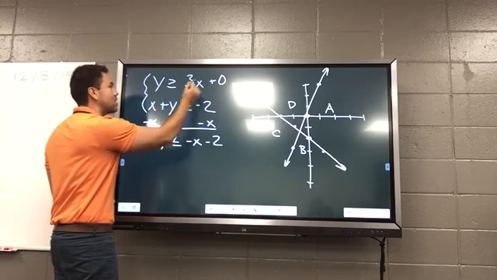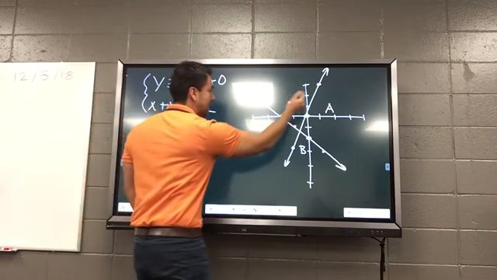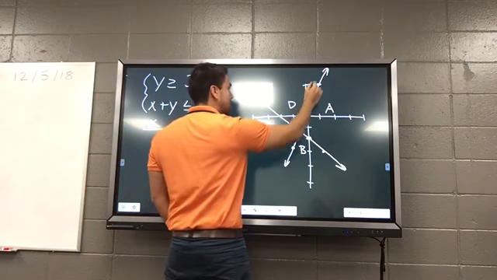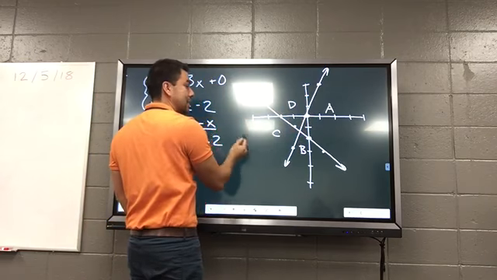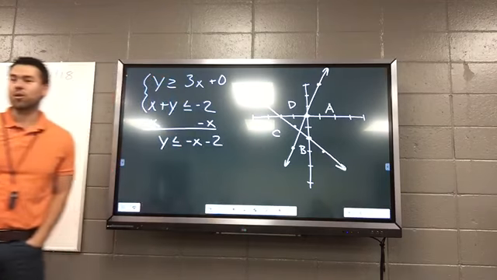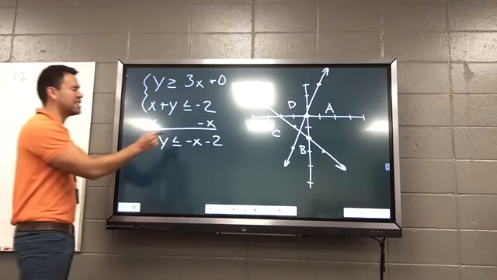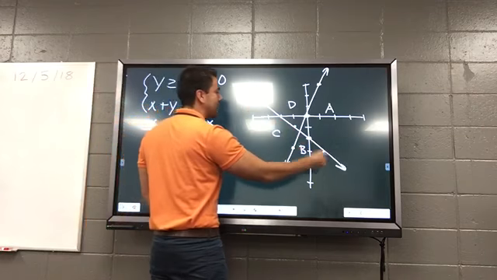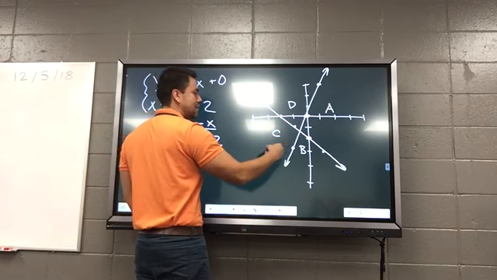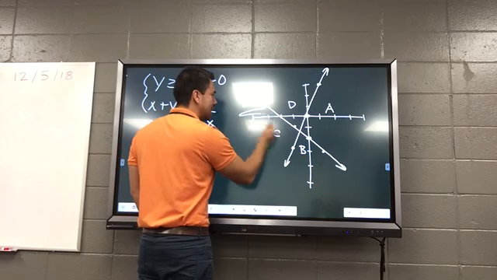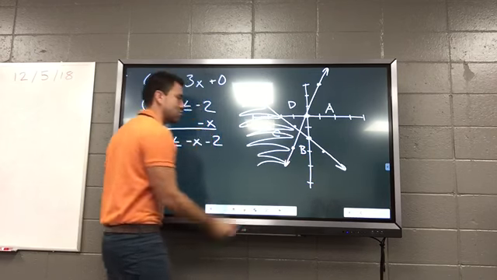What would be greater than this line right here? It'd be D or C. So D and C are our only options so far. What would be less than this line? It would only be C and B, which gives me C as the solution.